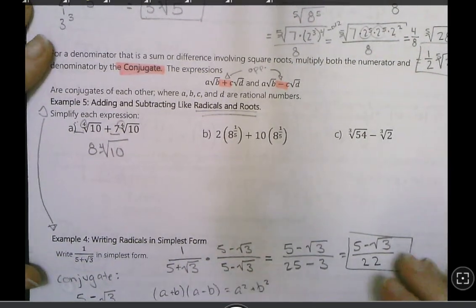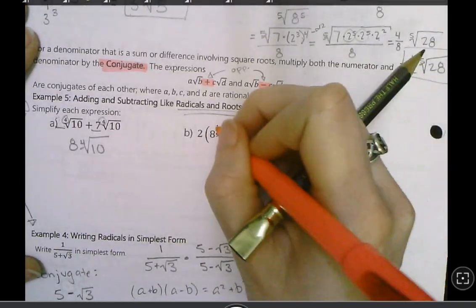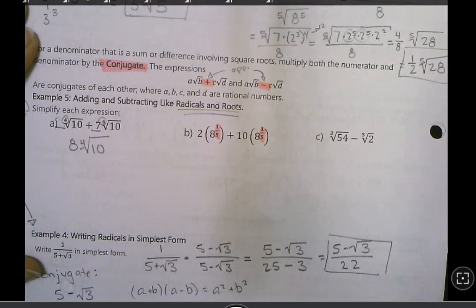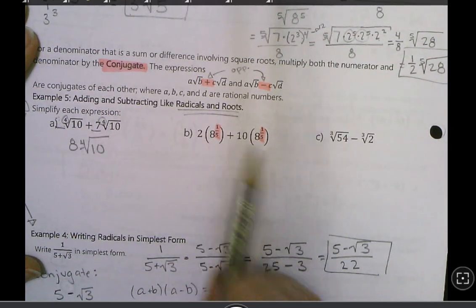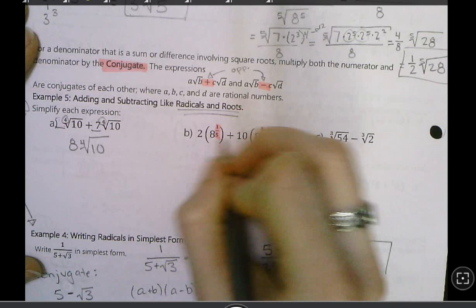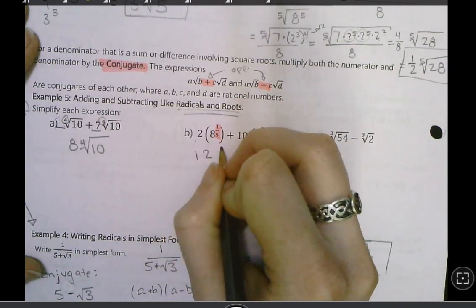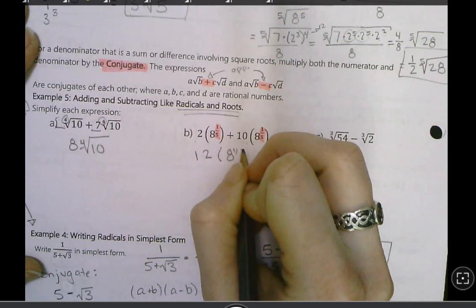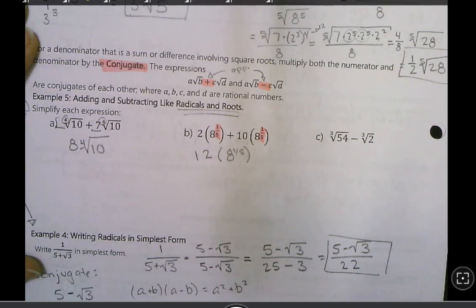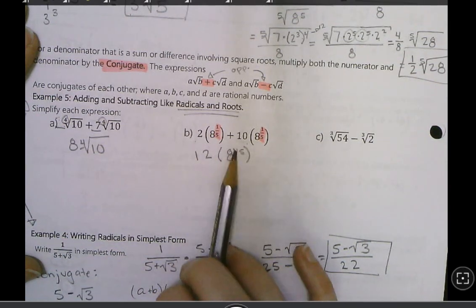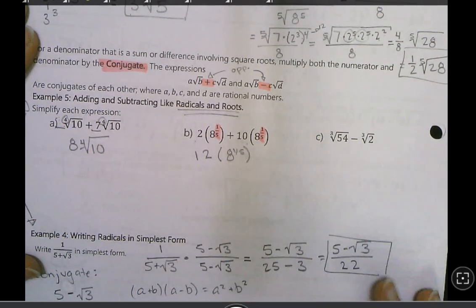Over here we have our b. Well, on the inside, they're both to the 1/5 here. They're both an 8 base, so okay, we can add those coefficients together again. 12, and then we have an 8 to the 1/5 power. So just like we do with our variables, all we change is those coefficients.